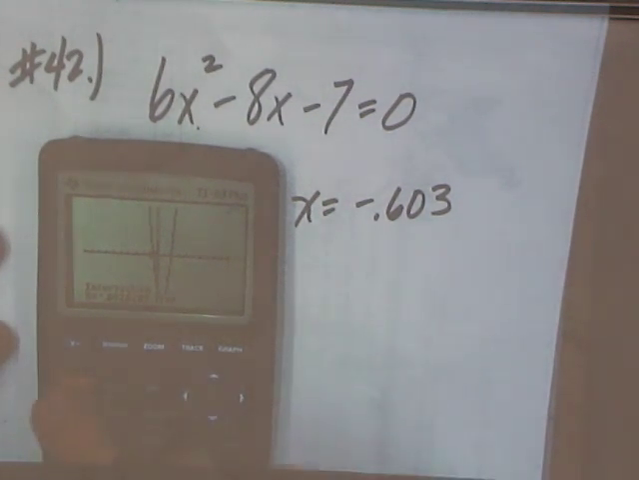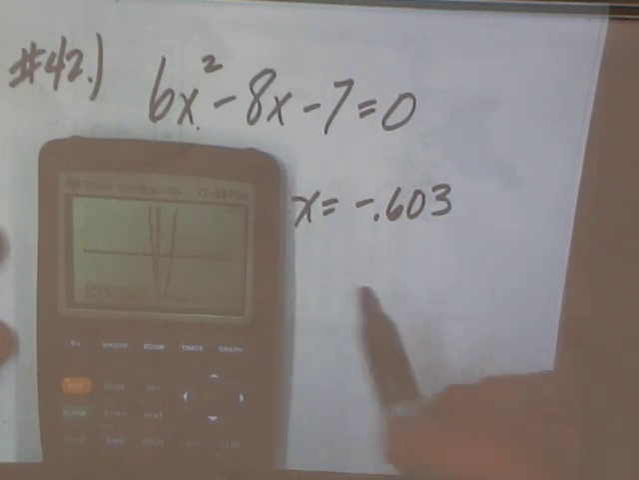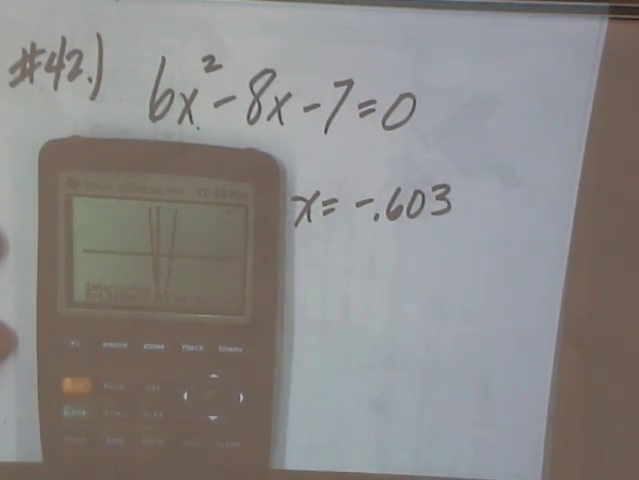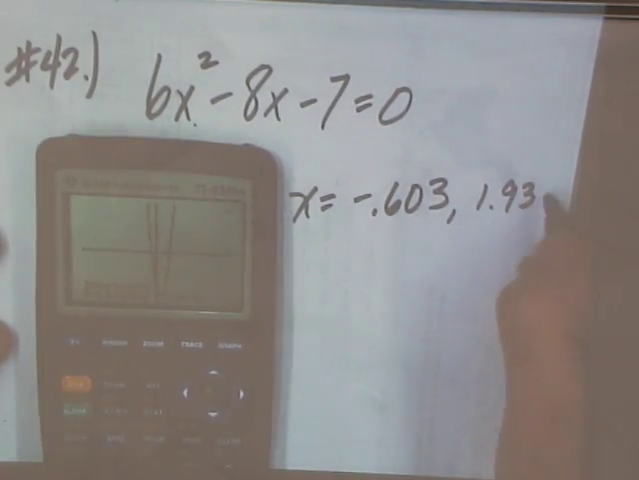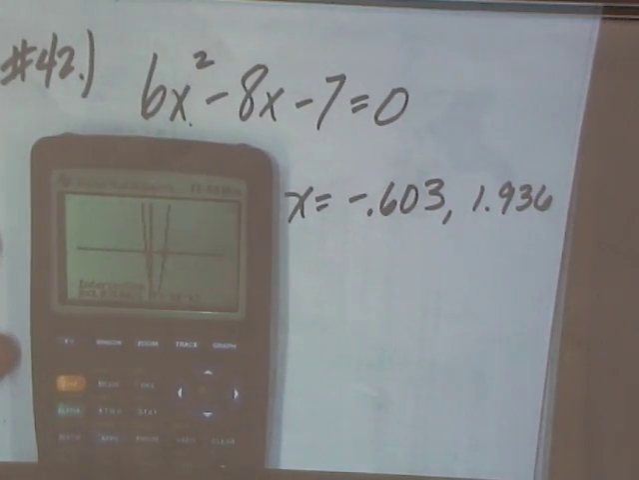And then second calculate, intersect, and then move it close to the other intersection point and hit enter 3 times. So what is that? 1.936. Any questions on that? Any questions? Okay.